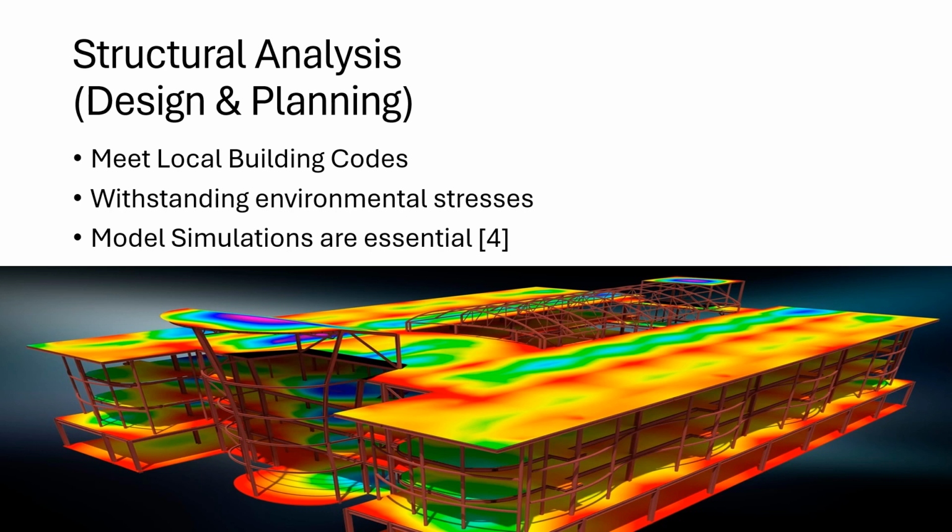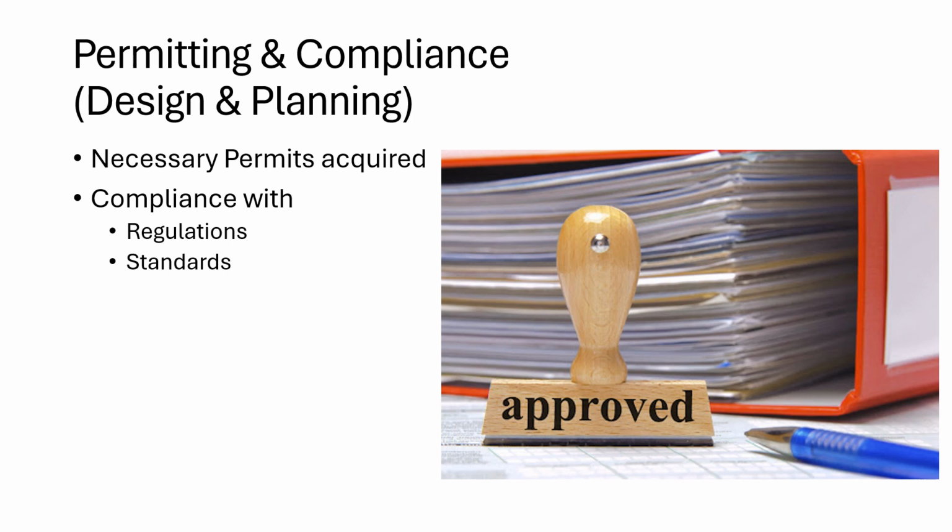Structural analysis for 3D printing of buildings assesses the integrity and safety of designs, ensuring they can withstand loads and stresses, using specialized software to optimize for the unique layer-by-layer construction process. Permitting and compliance ensures legal and safety standards are met, which is crucial for the viability and acceptance of 3D printed buildings.